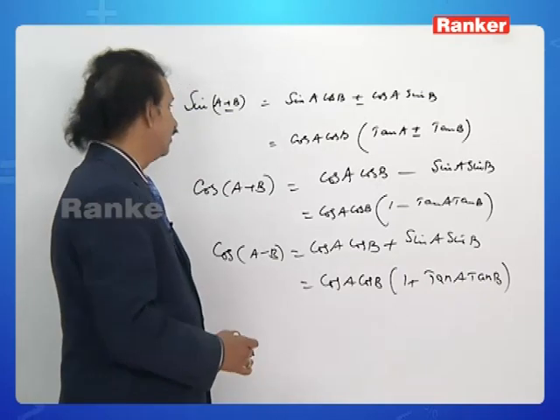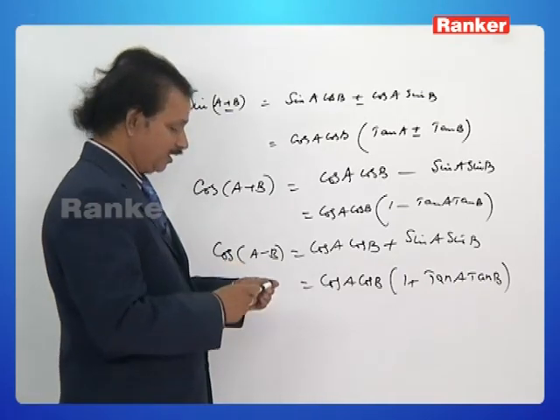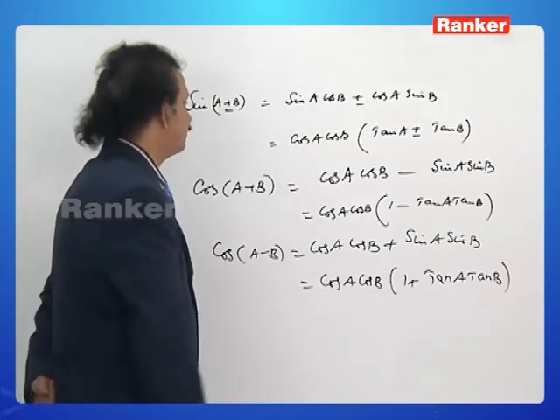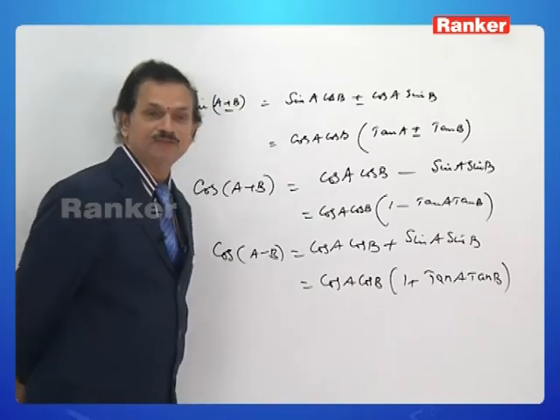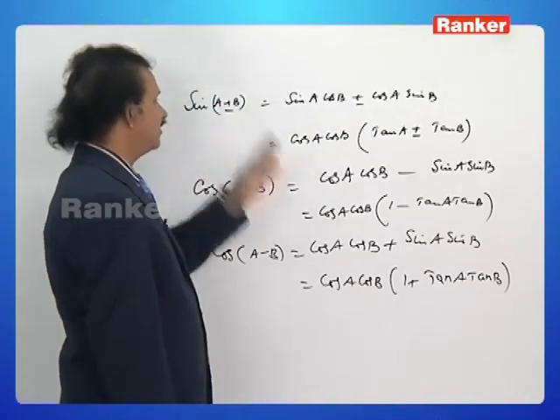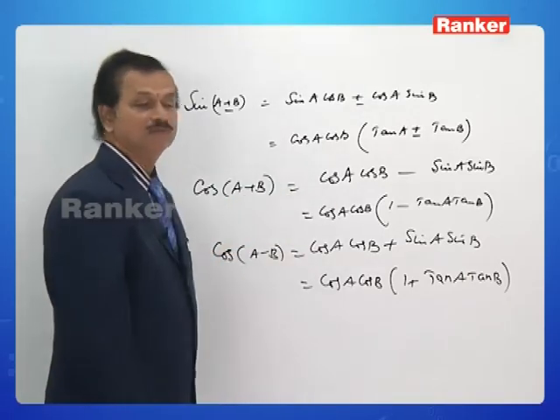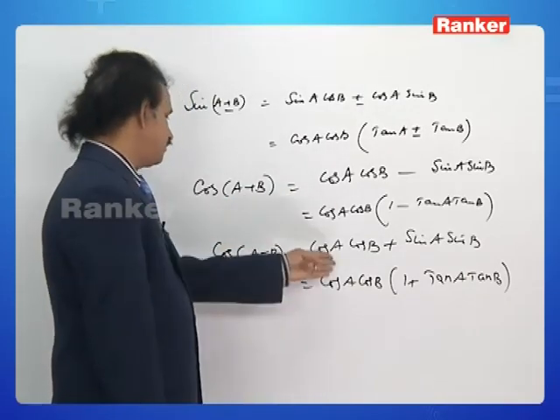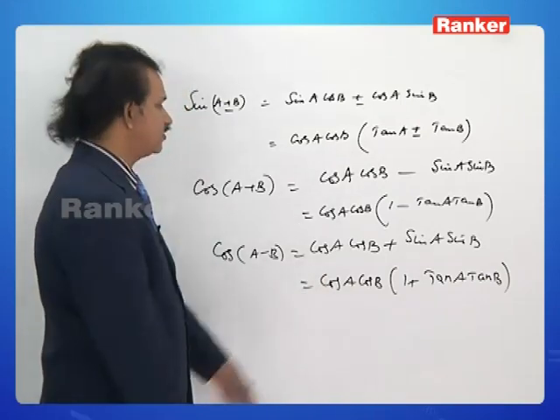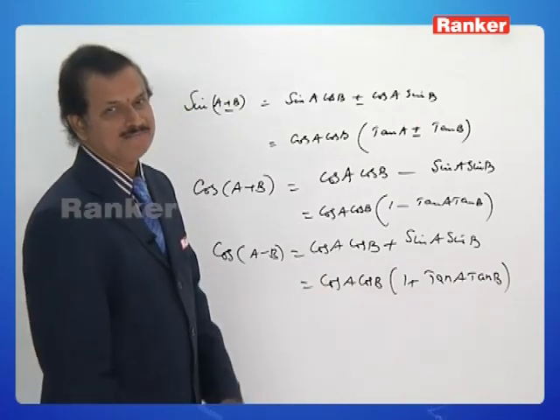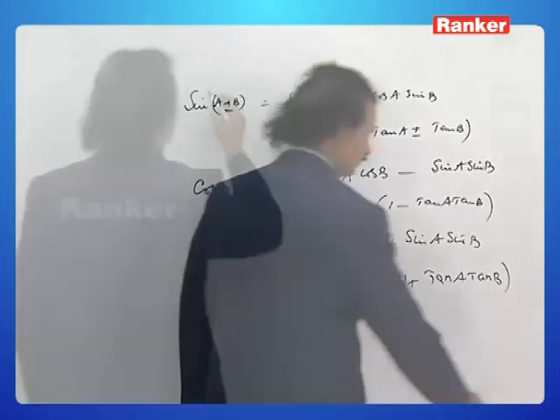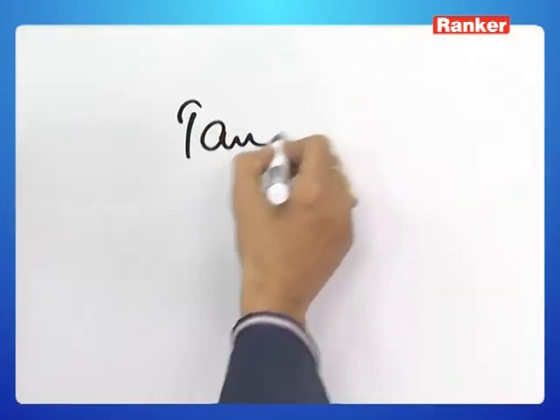Isn't it? So, you can be using the result: sine of a plus b by cos a cos b is tan a plus tan b. Sine of a minus b by cos a cos b is tan a minus tan b. Cos of a plus b by cos a cos b is 1 minus tan a tan b. Cos of a minus b by cos a cos b is 1 plus tan a tan b. You can have these results. Well done.